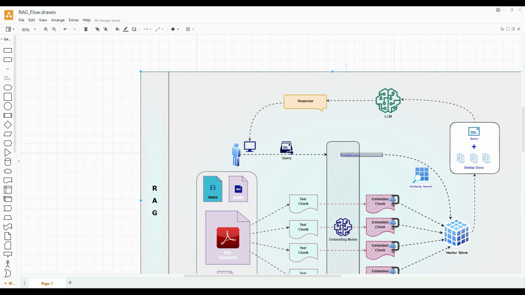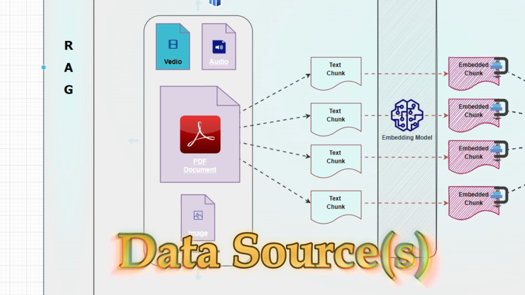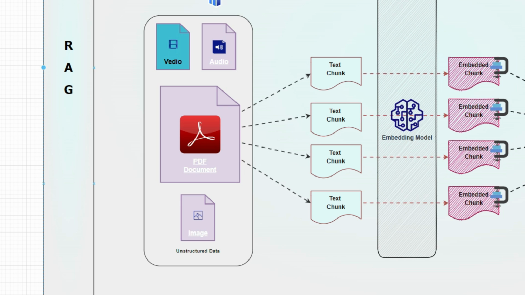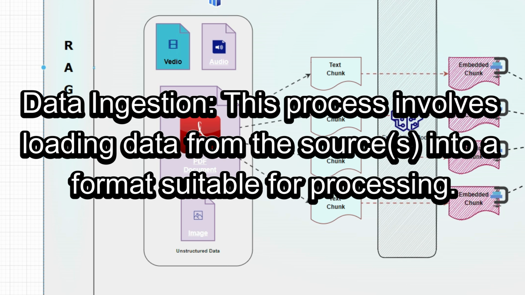There are so many components involved in RAG. There are data sources in this case. Here you can see the data source might be a PDF, the web, a video or audio, or some unstructured data, whatever it may be. And then we are ingesting the data. So data ingestion is also a part of it.